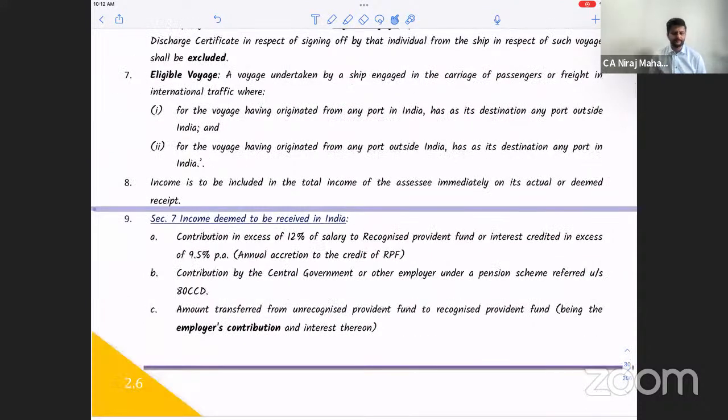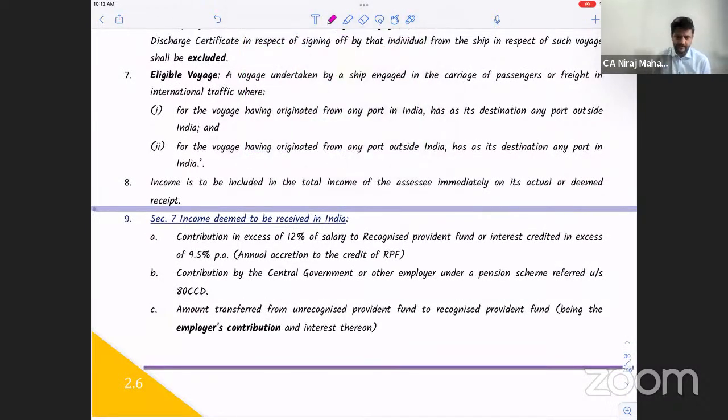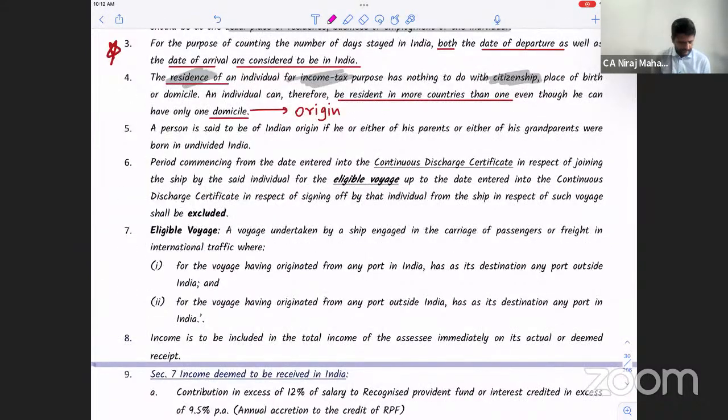Come to page 2.6, and I told you to read. So again, we have a couple of things we are doing again. But ready? Page 2.6. Check point number 6.